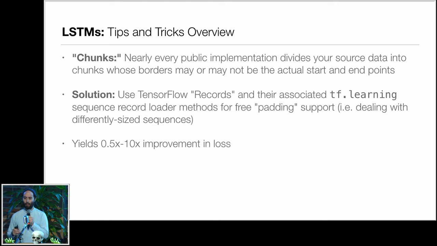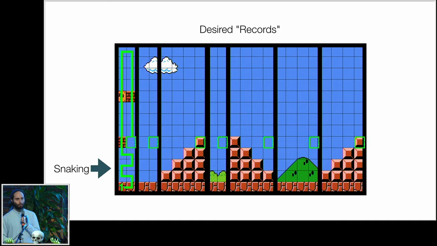There's a lot about dividing. How do you think of a level? What makes up a chunk of a level? There's a solution here. We'll post the slides online, or you can read about it more. But you can 10x the performance of your algorithm. This would be a correct way of interpreting a Mario level, in my opinion.